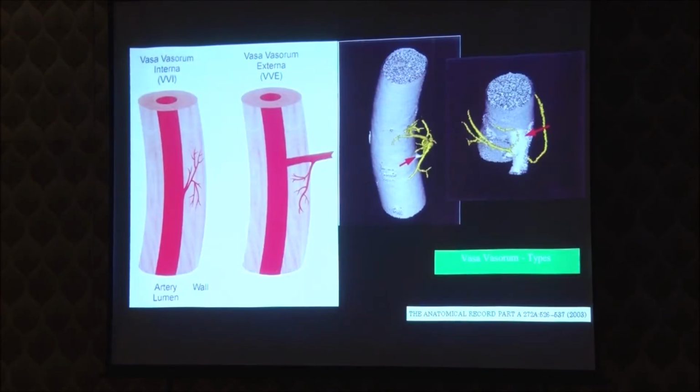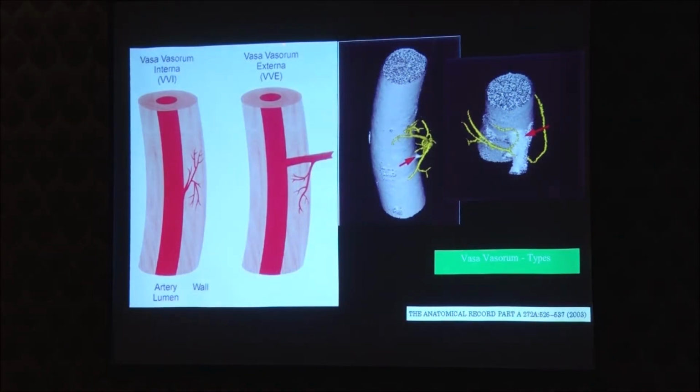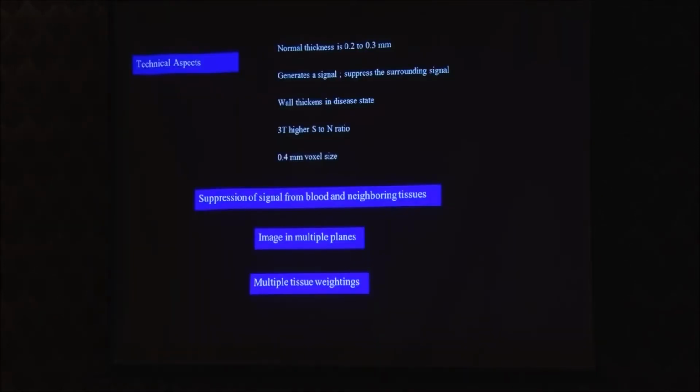So there are two types of vasa vasora. One is vasa vasora interna, which is self-explanatory. It comes from the artery itself. And the other one is vasa vasora externa, which comes from the side branch, and it supplies the arterial wall.